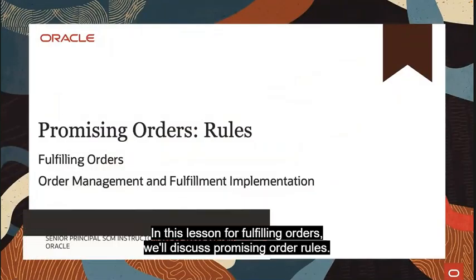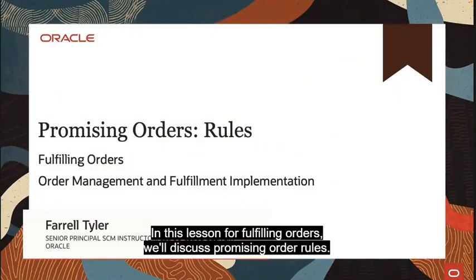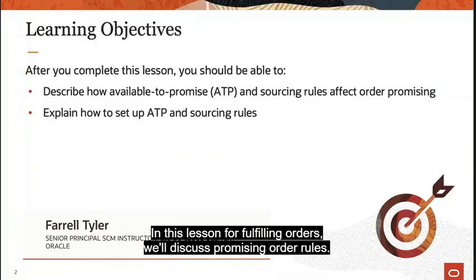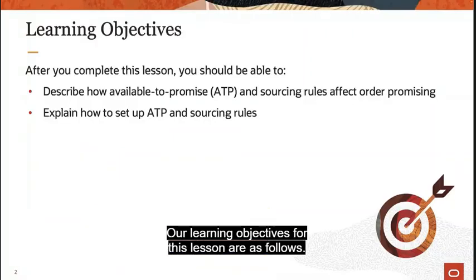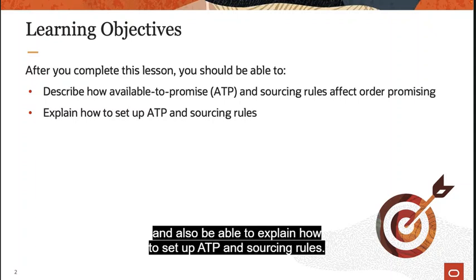In this lesson for fulfilling orders, we'll discuss promising order rules. Our learning objectives for this lesson are as follows. After completing the topic, you should be able to describe how available to promise or ATP rules and sourcing rules affect order promising, and also be able to explain how to set up ATP and sourcing rules.